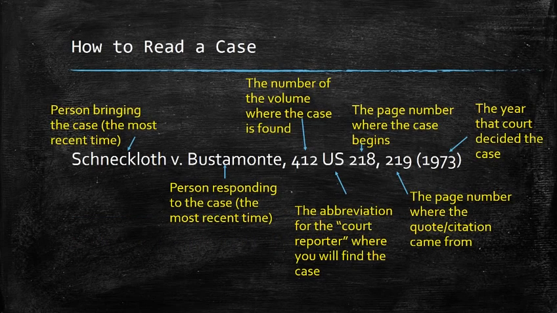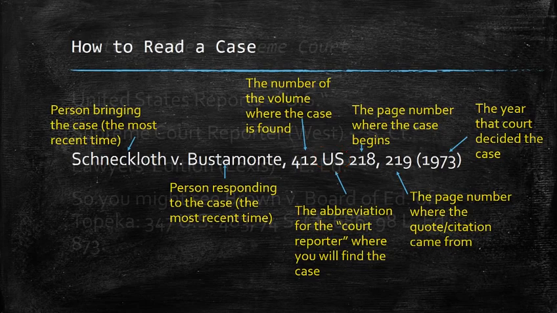Now, part of understanding a citation is understanding which court the case was in front of just by looking at it. If we see here, we have Schneckloth versus Bustamante, 412 U.S. 218, 219, 1973. Just by looking at the U.S., we know this is from the United States Supreme Court because that is the United States reporter. There are other courts that have other reporters, and we're going to look at a few of them now.